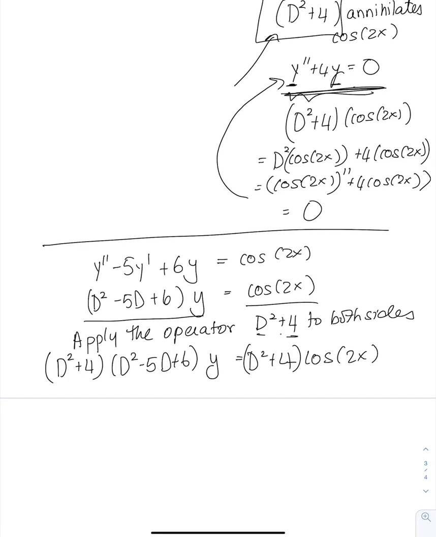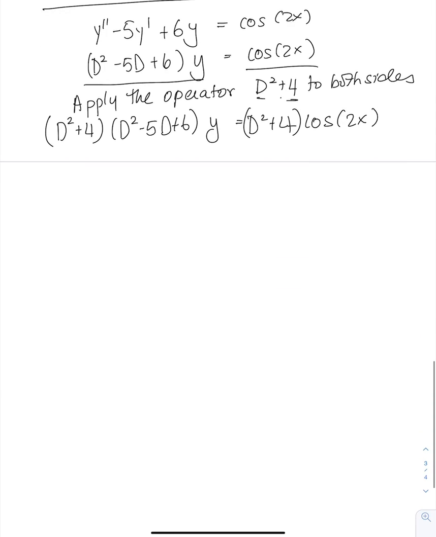And this is what I get. Okay, so let's continue. What does that mean? So right-hand side you have d squared plus 4 applied to cosine x. We already saw. What is this? D squared plus 4 is the operator that annihilates cosine 2x, sorry. So you know that this side is 0, correct?